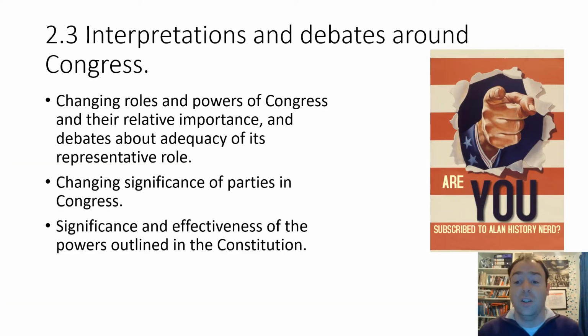So this in the A-level specification at Edexcel is 2.3, interpretations and debates around Congress, out of component 3 on US government and politics. There are 3 bullet points in here: changing roles and powers of Congress and their relative importance, and the debate about the adequacy of its representative role. There's then another one on the changing significance of parties in Congress and the significance and effectiveness of powers outlined in the Constitution. So I'm going to do some assessment of all these different bits as we go through.